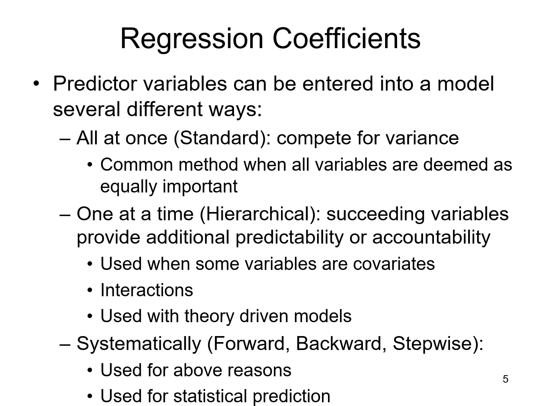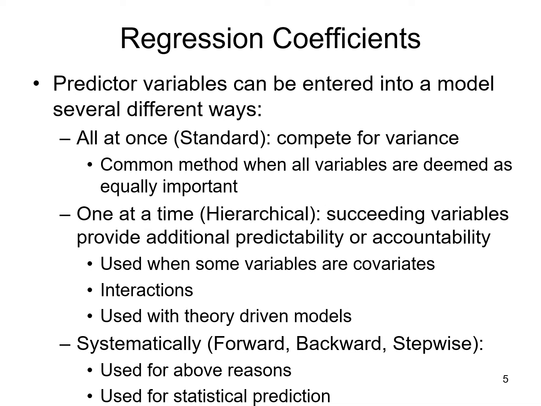More often, you'll actually see what's called hierarchical regression. You actually assign succeeding variables by providing the predictability or accountability, so you're in charge of it. So we might use this when some variables are covariates. We might use this if we're looking for interactions, or if we're using it with a theory-driven model. What this looks like is, let's say you have three predictors. You've got college GPA, you've got GRE, and you're trying to predict graduate school performance. What's that third predictor? Well, that's the interaction between the two.